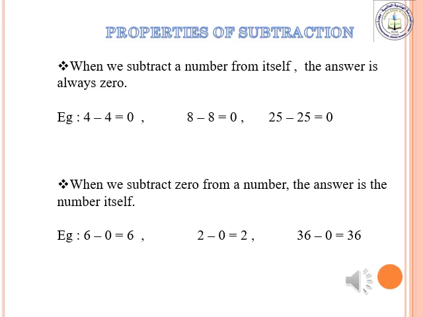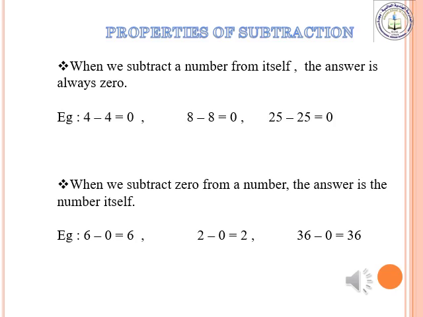Example, 4 minus 4. To subtract 4 from 4, you should keep 4 in your fingers and count backward of 4, 3, 2, 1, 0. So 4 minus 4 equals 0.